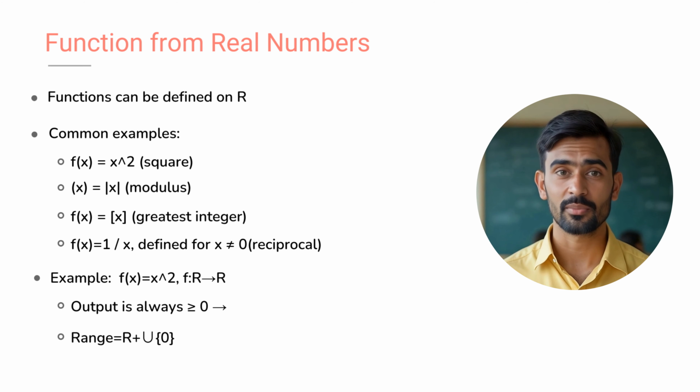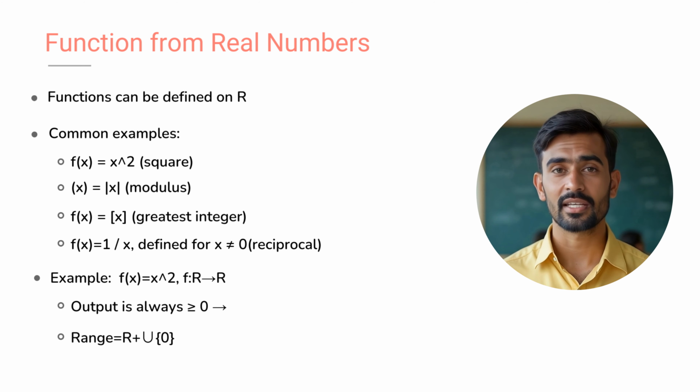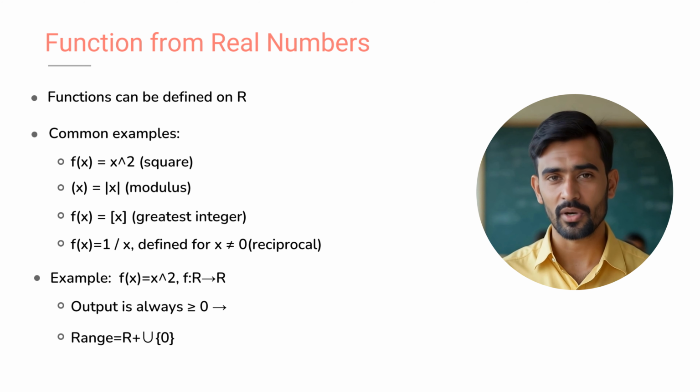Functions aren't just limited to whole numbers, they can be defined over real numbers too. And guess what? You already know many such functions. Like this one, f(x) = x², that's the square function. Or f(x) = |x|, that's the absolute value function. Then there's f(x) = the greatest integer less than or equal to x, and f(x) = 1/x, the reciprocal function, but remember, it's not defined when x is 0.